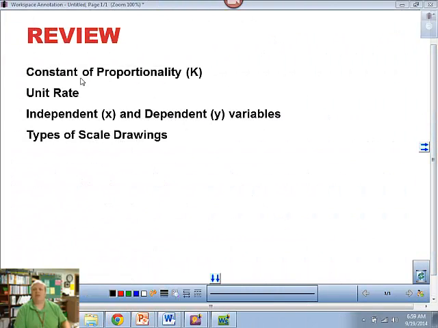Okay, a couple things to remember. Our constant of proportionality, or our K, remember K equals Y over X, or my dependent over my independent variables. Okay, and if something's proportional, this is always going to be in common. Also remember that my constant of proportionality is the same as my unit rate, and that is a rate of change. It's how something is changing. We're going to look at that when we're looking at scale factors today.